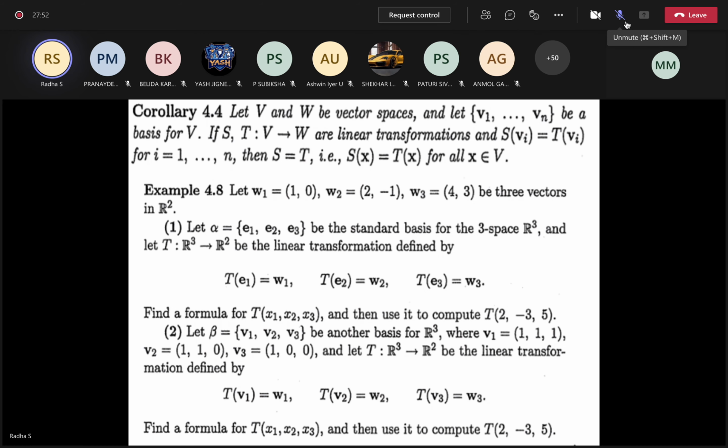Read the corollary part. Please read the corollary. Let V and W be vector spaces and let V1, V2, etc., Vn be a basis for V. If S, T from V to W are linear transformations such that S of x is equal to T of x for all x in V, then S is equal to T.